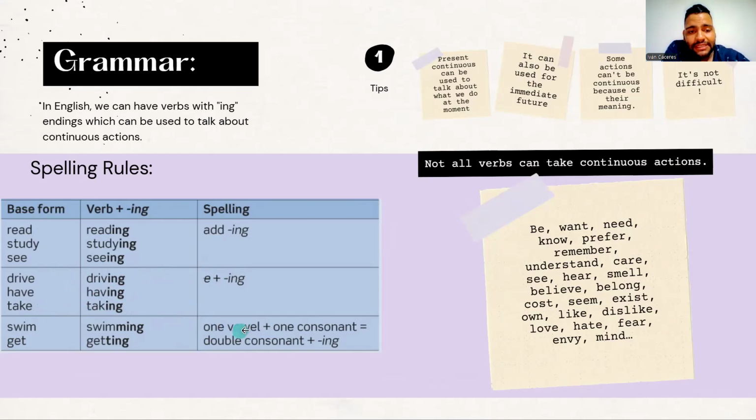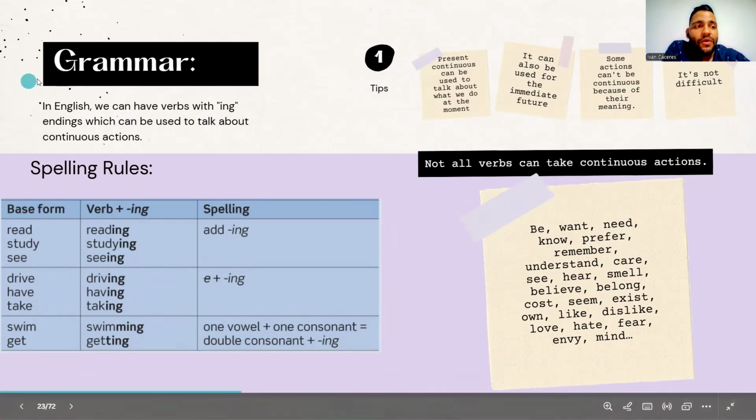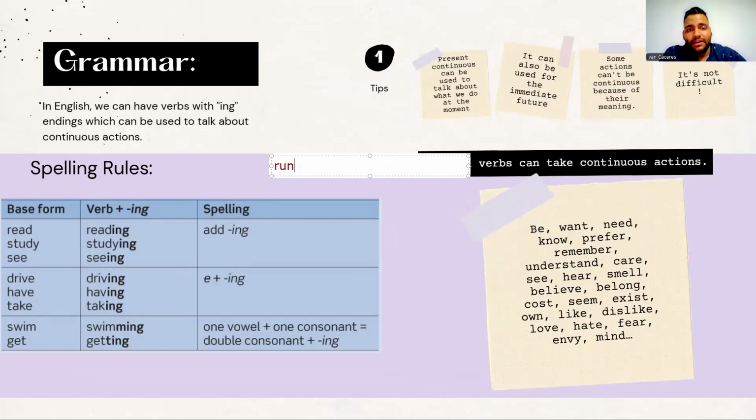In the case of the verbs that have one vowel plus one consonant, you have to double the consonant and then add the ing. For example, swimming, getting, or another example is verbs like run, okay? Which you must conjugate by saying running, okay? I'm running, okay? I'm running a few laps.